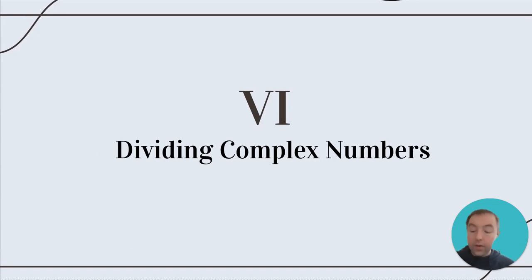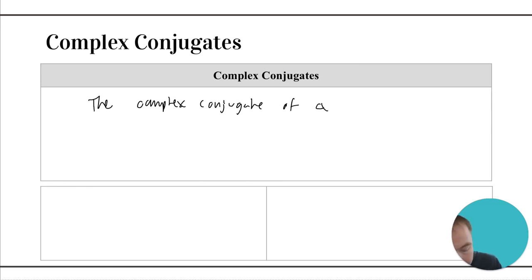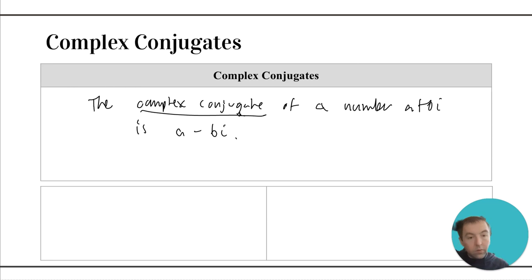Great. So for dividing complex numbers, to understand division of complex numbers, we need to be able to understand complex conjugates. To define that, we can say that the complex conjugate of a number that is a plus bi is a minus bi. So all that we've done there is taken the imaginary part, the bi part, and switched it to its opposite, right?